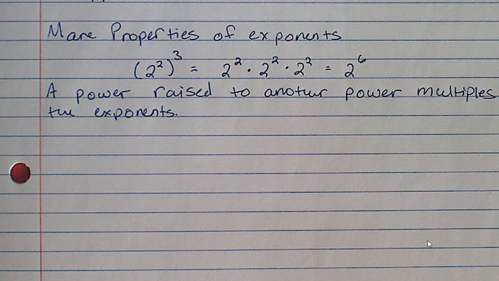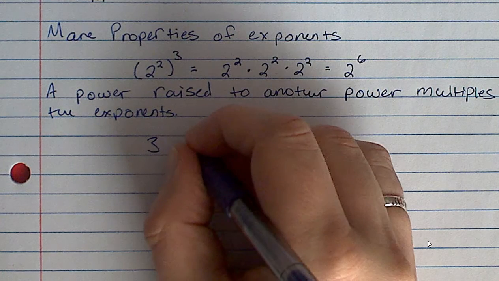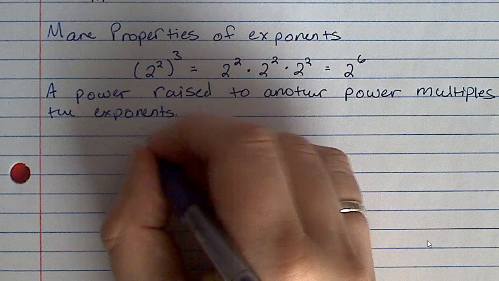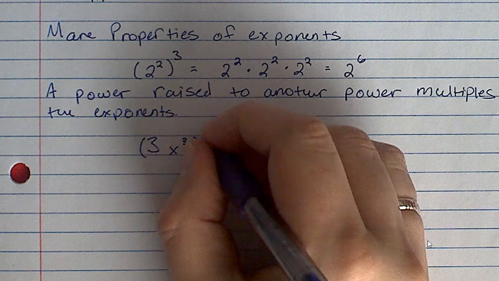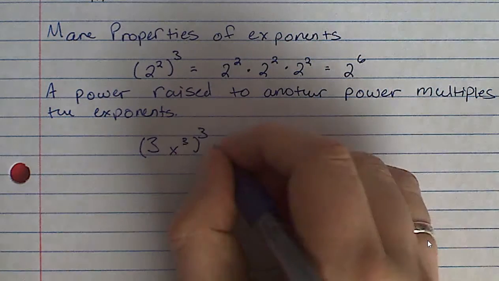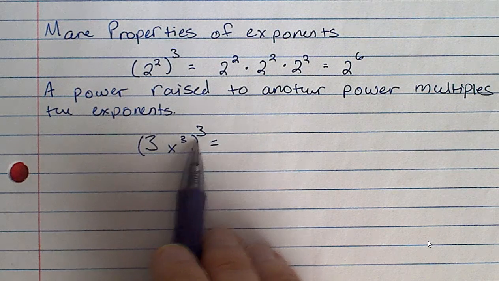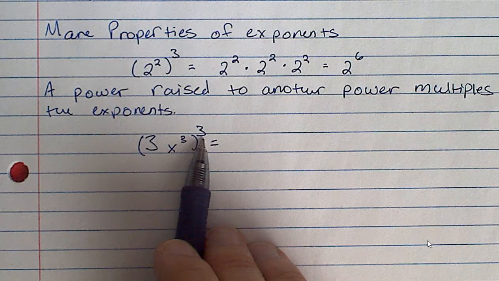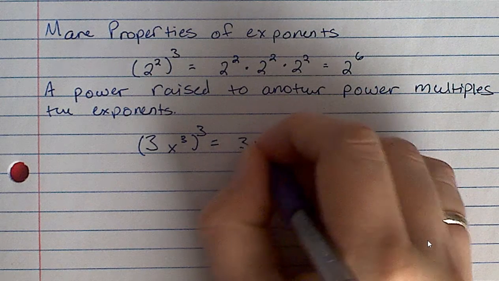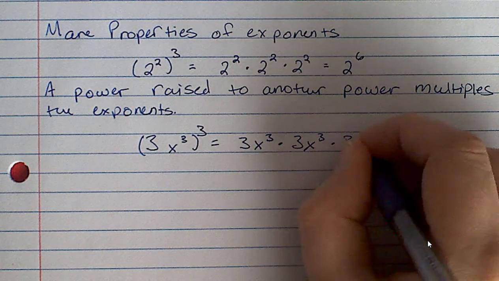So let's say if we have more than one thing in there, and this is where I'm going to throw in some variables. So let's say I have something like 3x to the third, and I'm going to do this whole thing cubed. All right. So this is the same thing as doing what's inside the parentheses. I'm going to multiply it by itself how many times? 3, right? So I'm going to do 3x to the third times 3x to the third times 3x to the third, right?